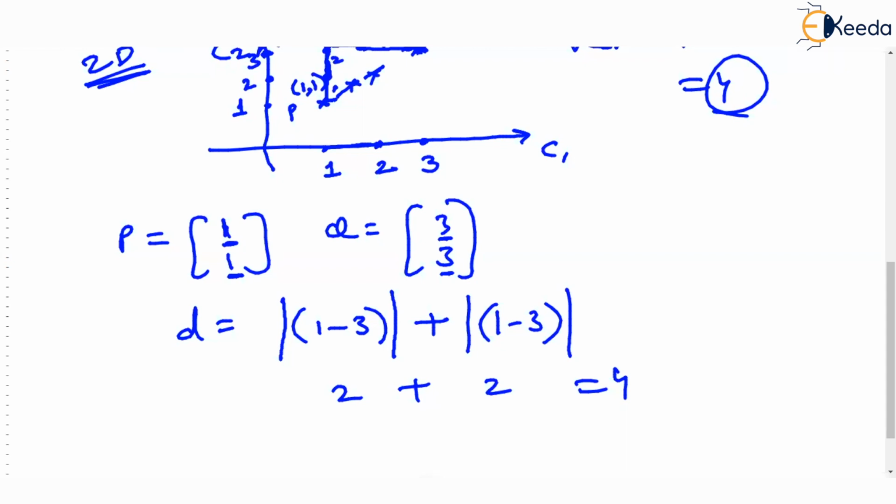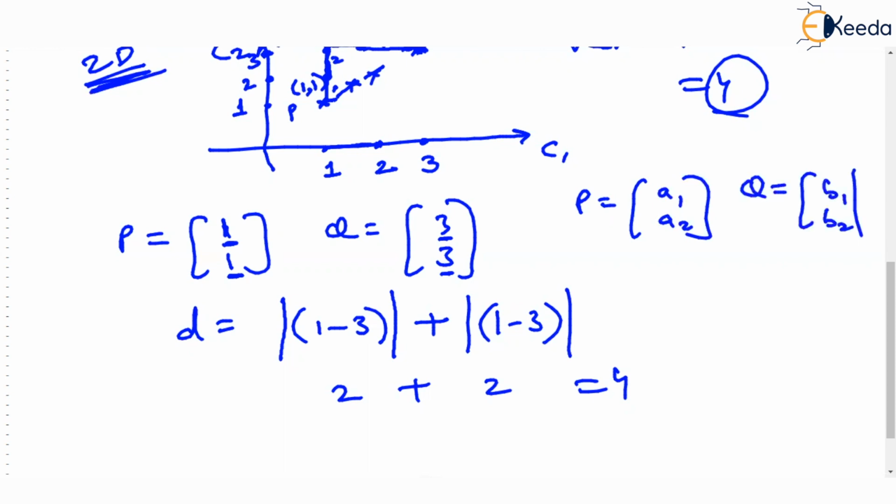Okay, now I'm generalizing it. If P was A1, A2, remember it is 2D, two-dimensional, and Q was, let's say, B1, B2, it's a vector. Then what is the distance? Distance is first component minus first component, that is A1 minus B1, but absolute value, added with second component minus second component, that is A2 minus B2, but absolute value.